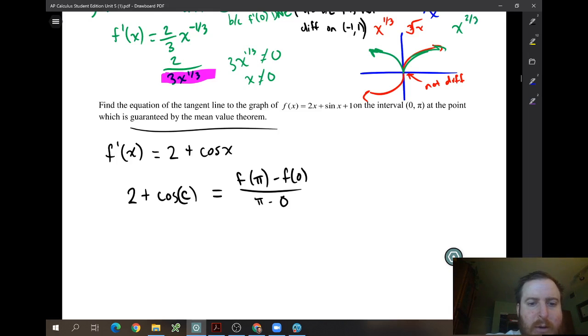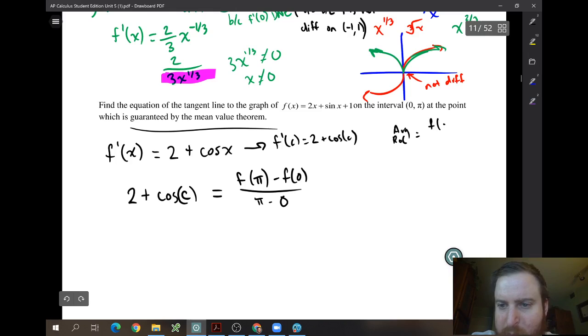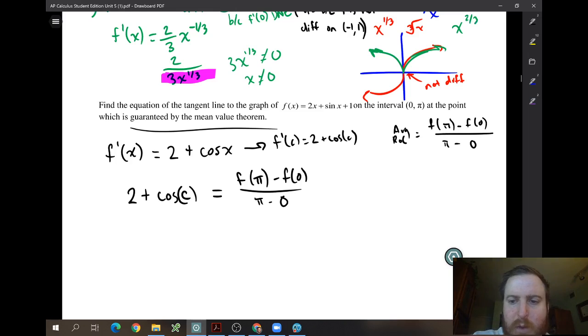What some people will do is they'll first find f prime of x, and they'll say, okay, so f prime of c equals 2 plus cosine of c. And then they'll say, okay, what's the average rate of change? That's f of pi minus f of 0 over pi minus 0. And they'll do these separately, and that works for them, and that's great. And they might even do everything in its own line.